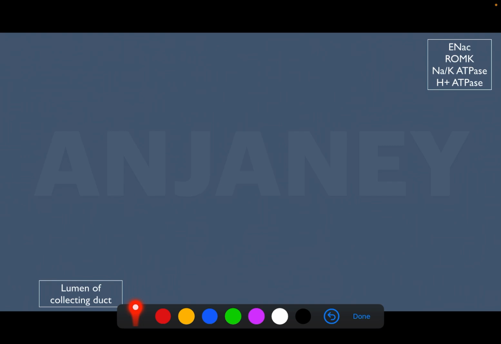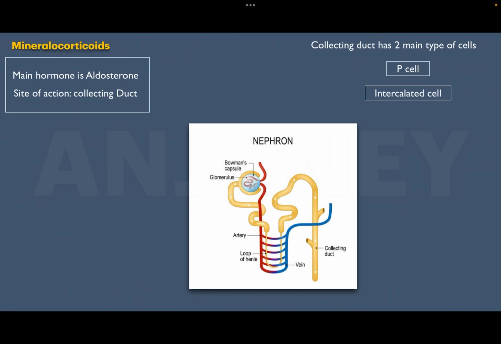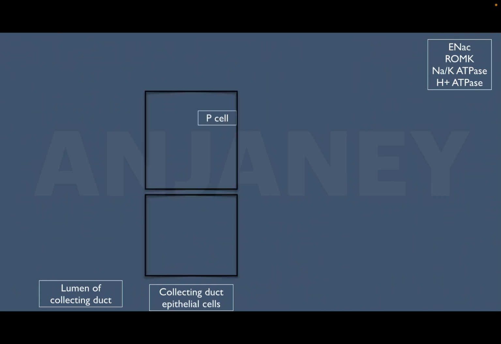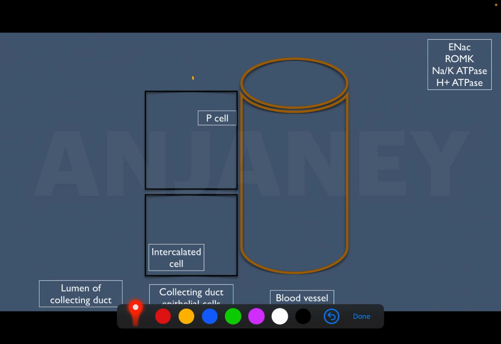Let's say this is the lumen and the epithelium of the collecting duct. So the orientation is like that. So this is the lumen of the collecting duct, and the epithelial cells are P cells and intercalated cells. So this is the epithelium, here is the lumen. Now we have the blood vessel over here.